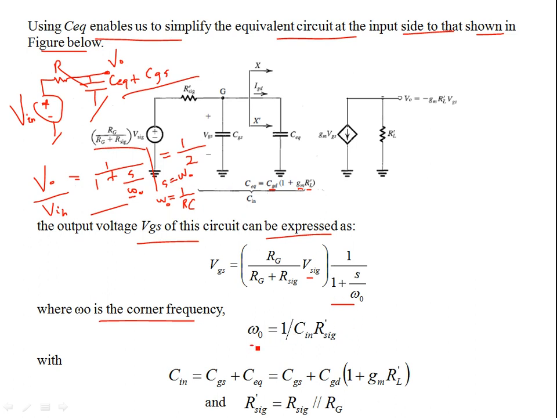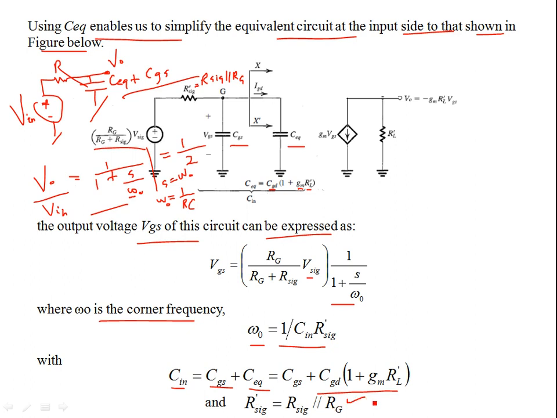So omega naught is 1 over C in times R signal prime, and R signal prime is given as the parallel combination of R signal and RG. So omega naught is the corner frequency, where C in is the combination of CGS and C equivalent. So it's CGS plus C equivalent. Just plug in the value of C equivalent, that is CGD times 1 plus gm R prime. R signal prime is R signal parallel with RG.